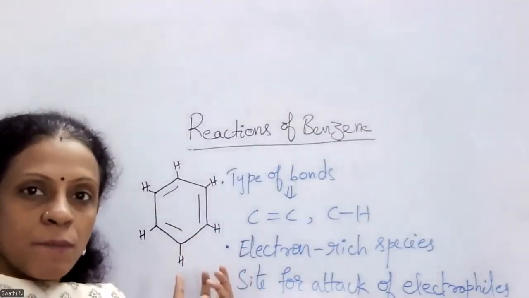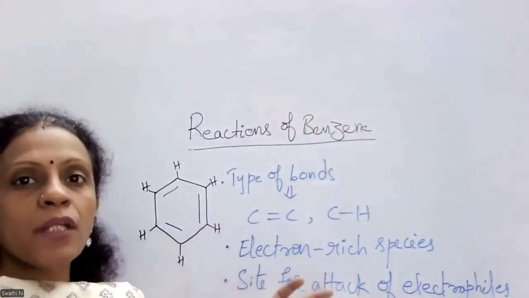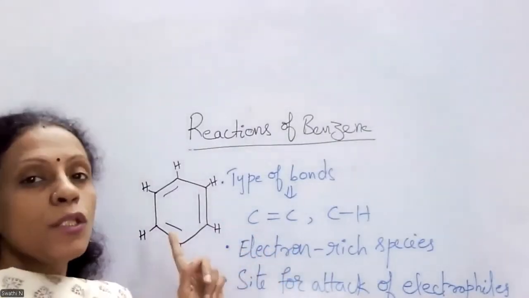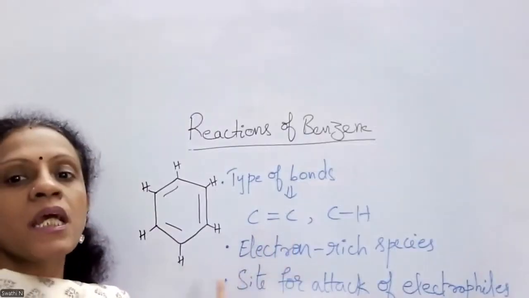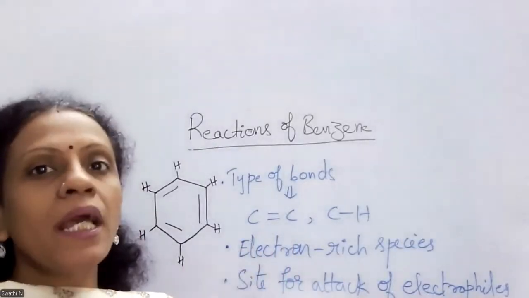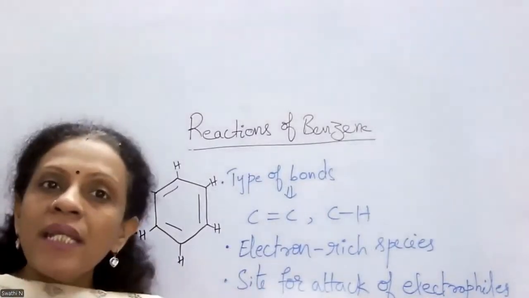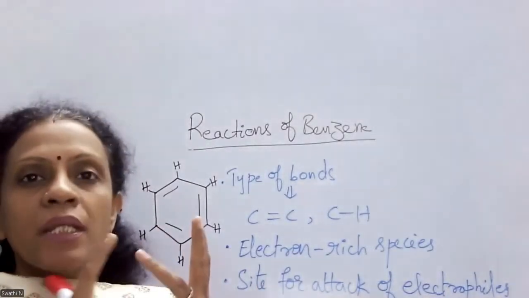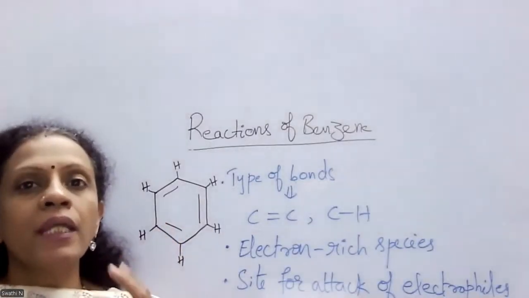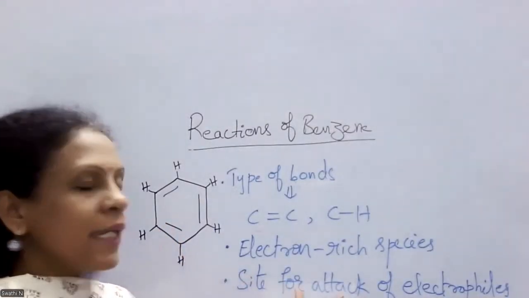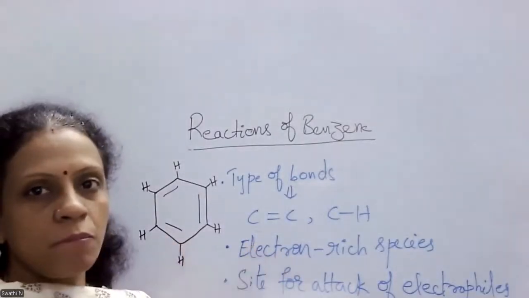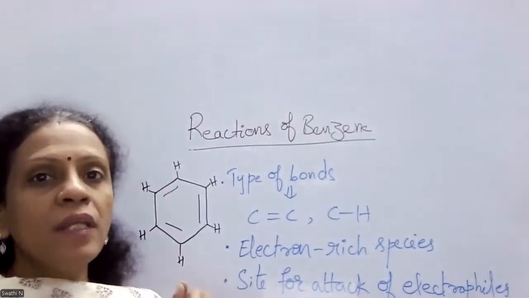Because it is an electron-rich species, it can donate its electron pair to any species which is deficient in electrons. That means benzene, due to the presence of carbon-carbon double bonds, acts as a site for the attack of electrophiles, because electrophiles are nothing but electron-deficient species. Among the three types of attacking reagents, that is electrophiles, nucleophiles, and free radicals, electrophiles are the attacking reagents on benzene, because benzene is an electron-rich species. Hence, benzene undergoes electrophilic reactions.